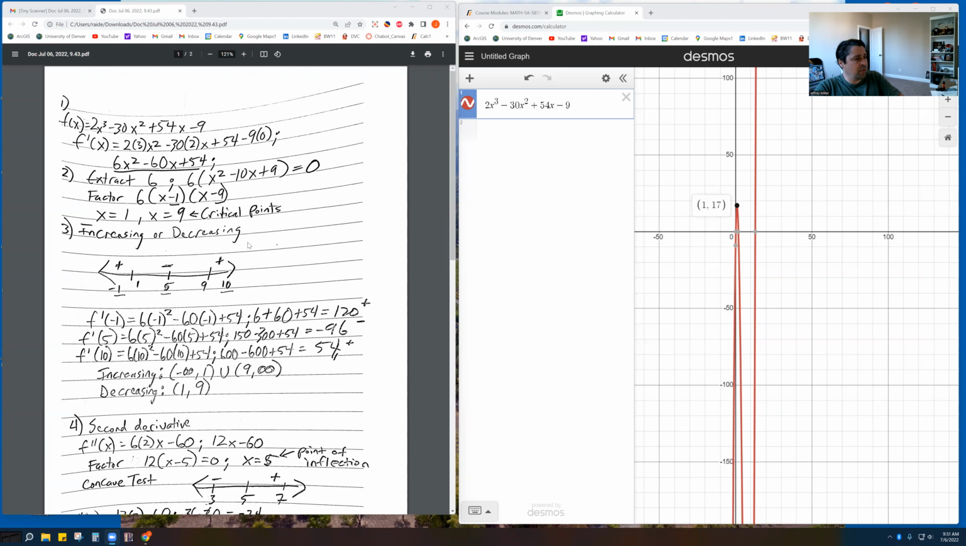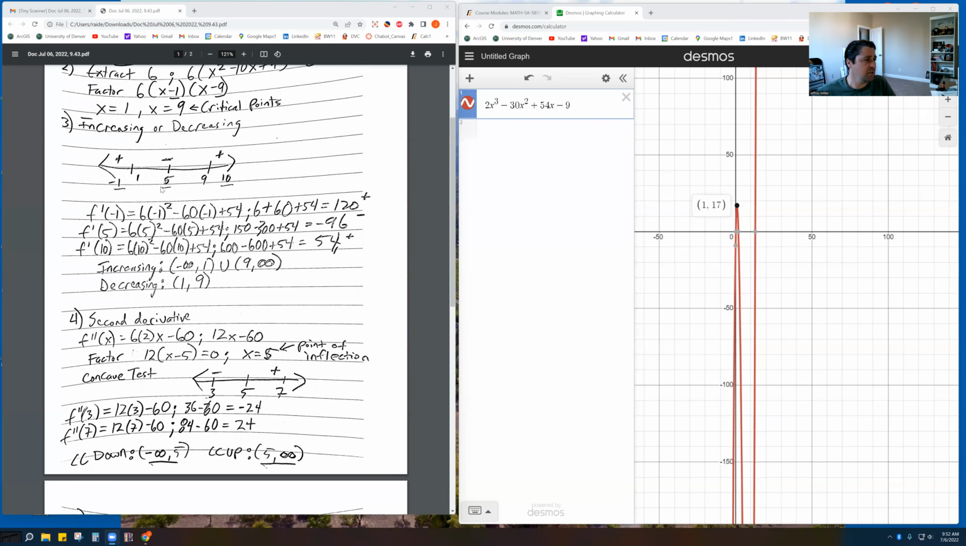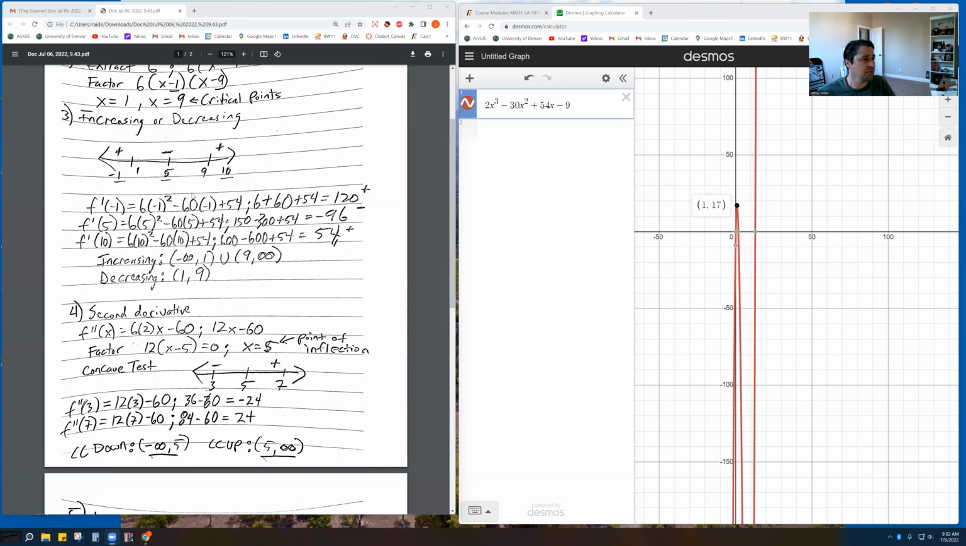So to determine increasing or decreasing, I'll put a little plot here. With 1 and 9, the next thing to do is use 3 different numbers on this range to see if we have positive or negative values. Plugging these into the first derivative, if we use -1, for example, we end up with positive 120.